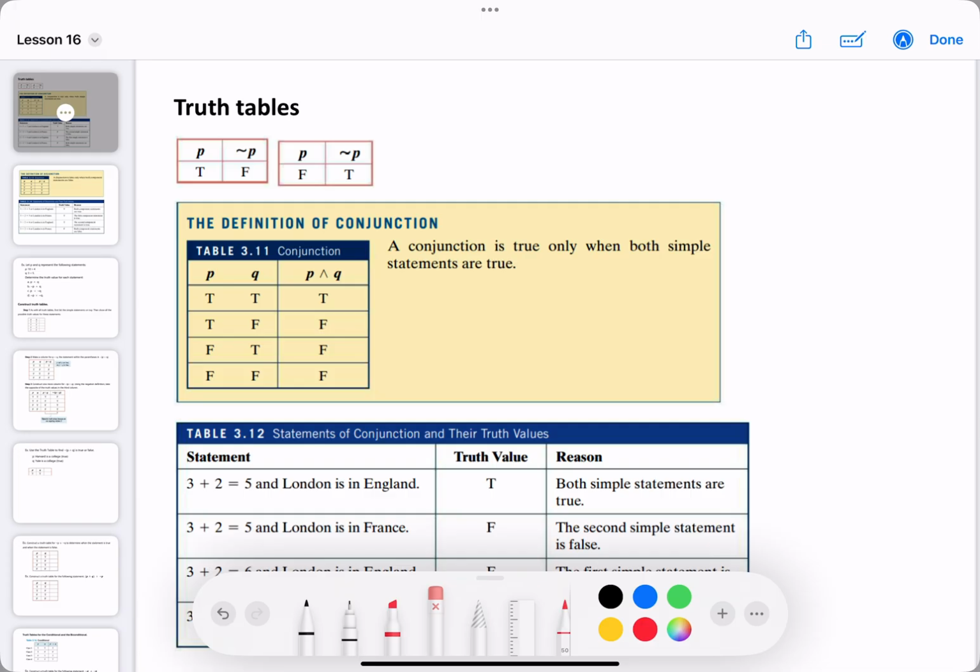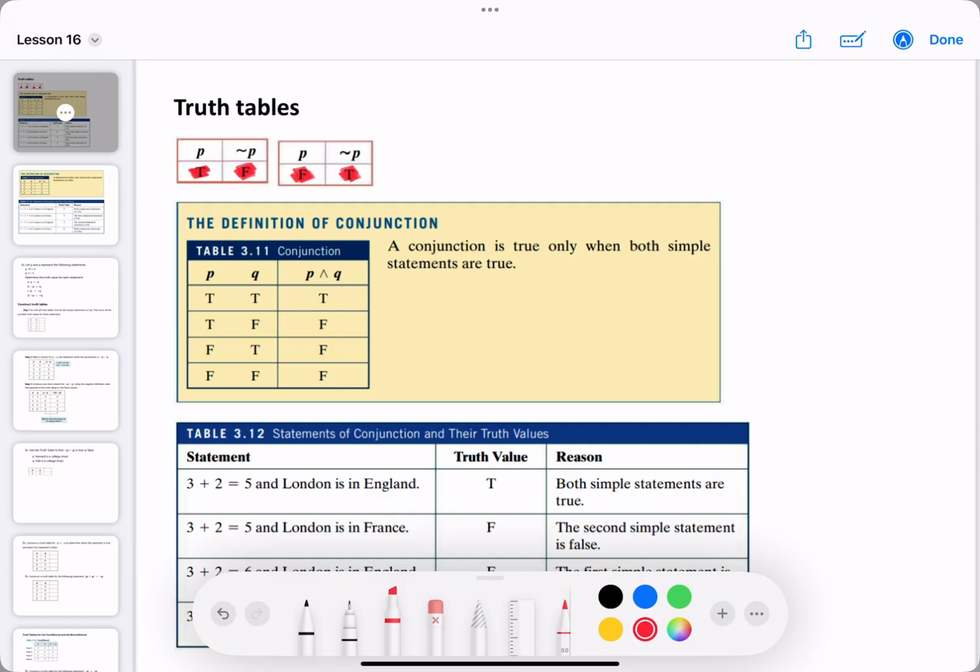First, truth table. When we are deciding whether a statement is true or false, we can use a truth table. For example, if the statement P is true, then the negation of P, not P, is false. When P is false, the negation of P is true.